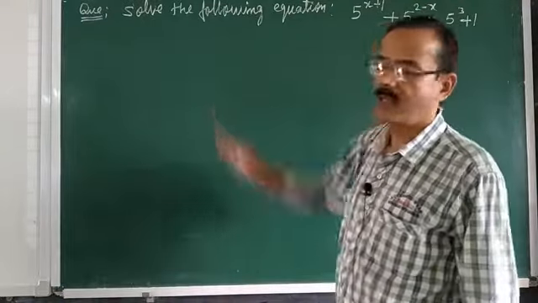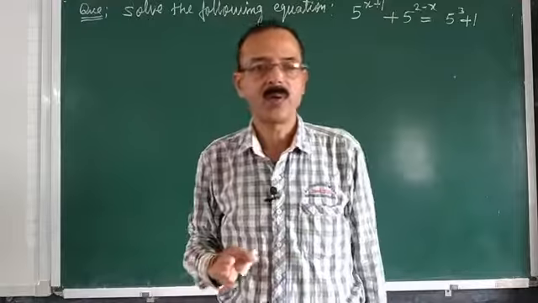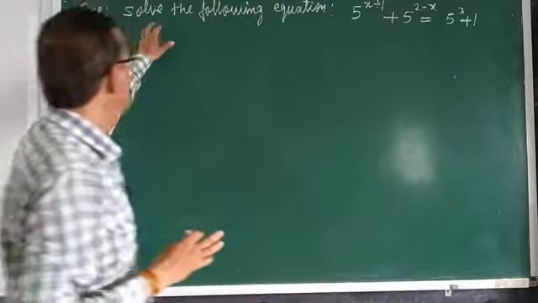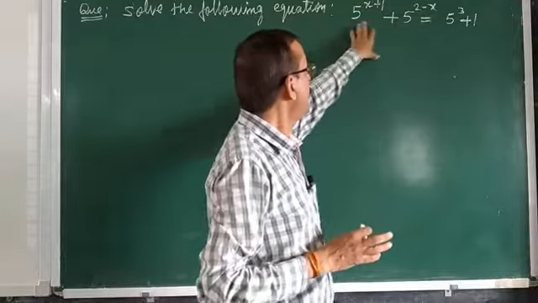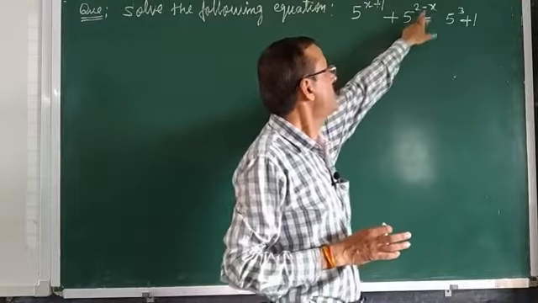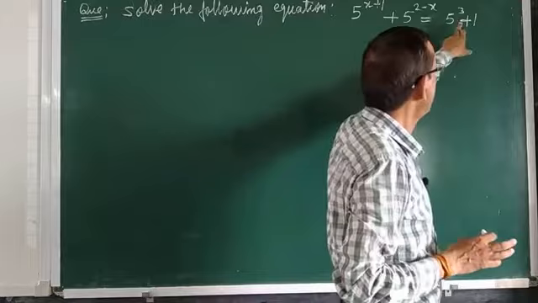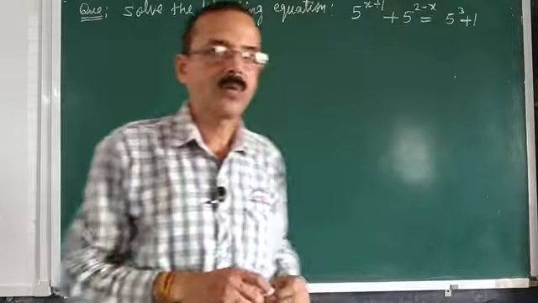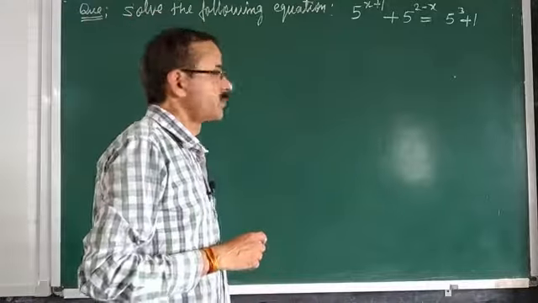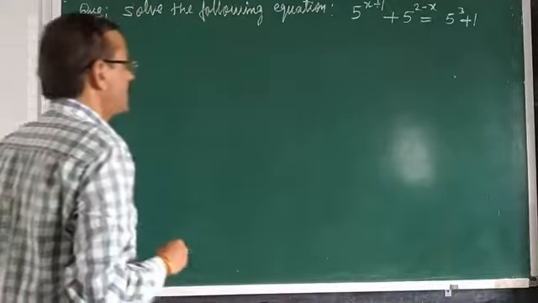One question I have taken from exercise 6.2, question number 5: solve the following equation. This is the equation given: 5 power x plus 1 plus 5 power 2 minus x is equal to 5 power 3 plus 1. What you have to do is find the value of x. Yes, so let's start.